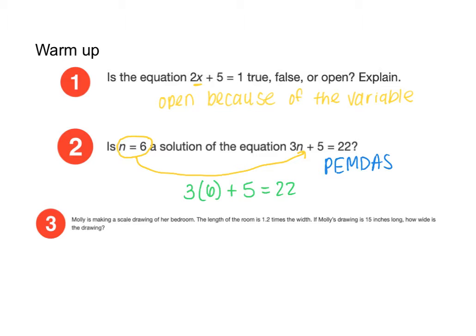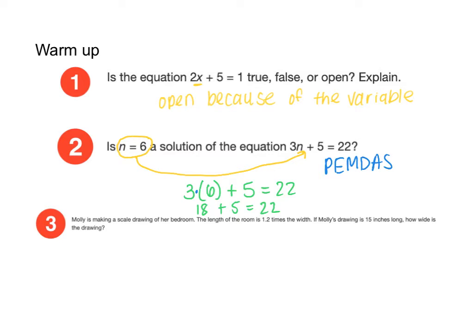Parentheses, yes, we do have them, but the 6 is already in its simplest form. So we're going to move on to exponents. There are no exponents. Multiplication and division, I see one multiplication, right here, the 3 times 6. Let's go ahead and simplify that. That becomes 18 plus 5 equals 22.